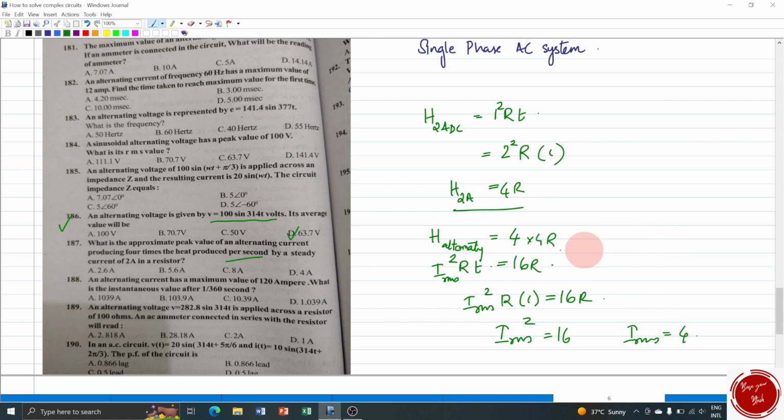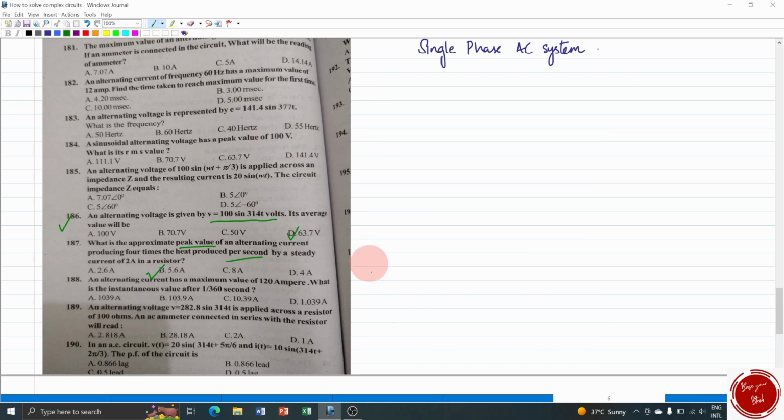Now we have to get the peak value, or the maximum value. IRMS is I max divided by root 2, equal to 4. So I max is equal to 4 root 2. What is 4 root 2? A little greater than 4, isn't it? Now check among the options. It is option B, 5.6, the right answer. Okay, now the next question.